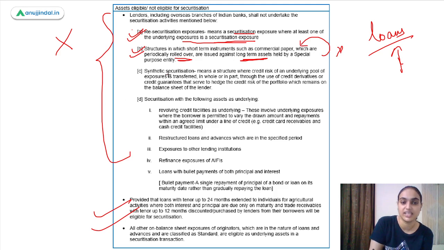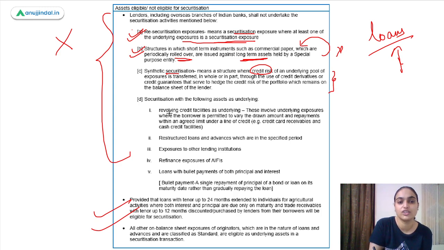Then is synthetic securitization. What is it? When you have transferred some or whole of your credit risk. Now, if you have given some kinds of loans or you are involved in different assets and you have basically hedged your risk against that, you have gone for some derivatives and all. So, if that hedging has been done, if already protection has been taken, then you cannot securitize those assets.